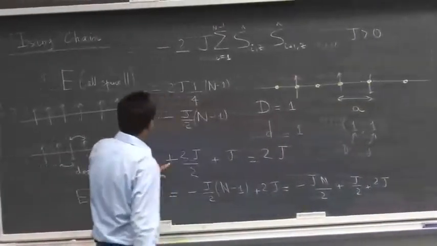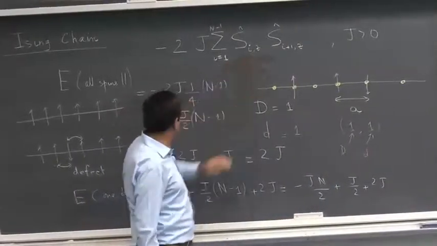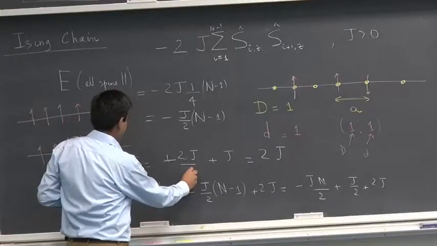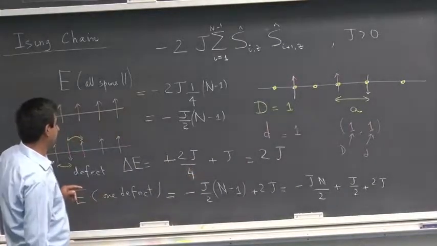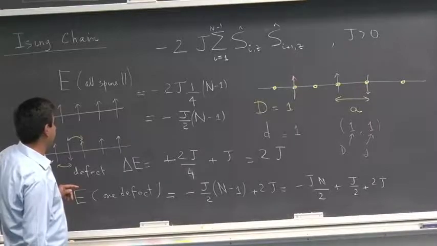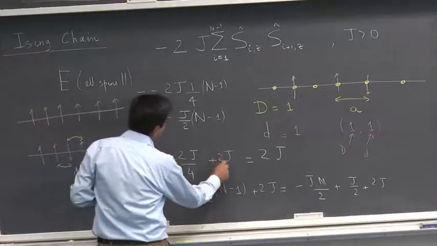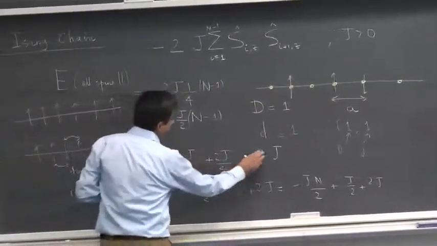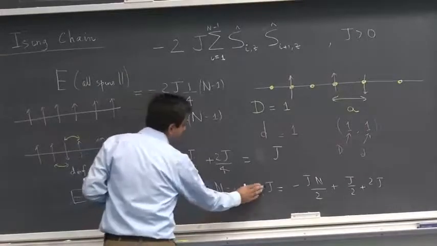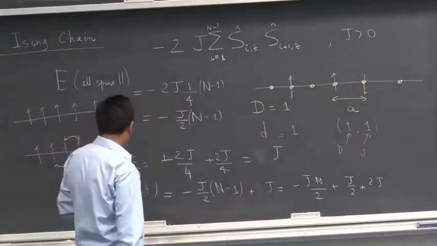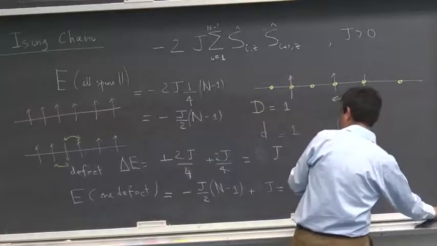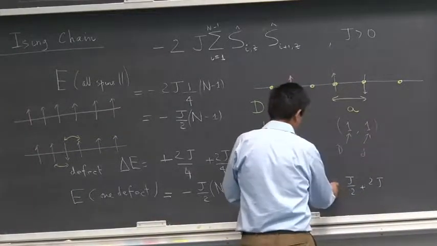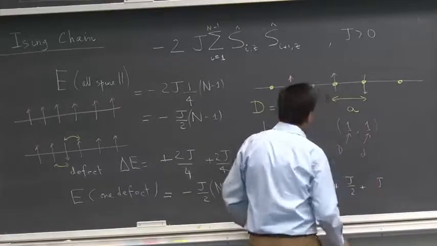Here I have a minus 2J half half, so it's 2J over 4, isn't it? 2J over 4 plus 2J over 4. This is J by 2, J by 2. This is J. So this is actually minus J n by 2 minus J by 2 plus J by 2 plus J.